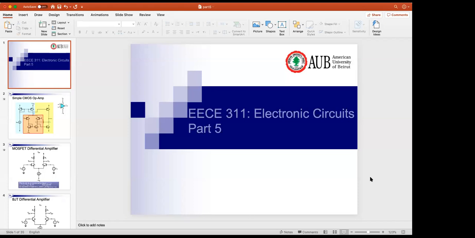So this is the MOSFET differential amplifier, the original, or the simplest, I would say, structure for a differential amplifier. Remember that I have two inputs and I want to amplify the difference between them.